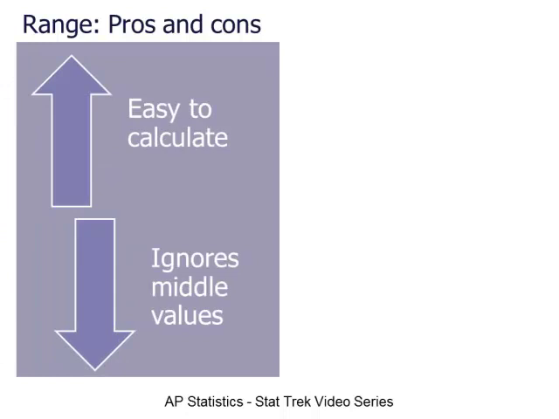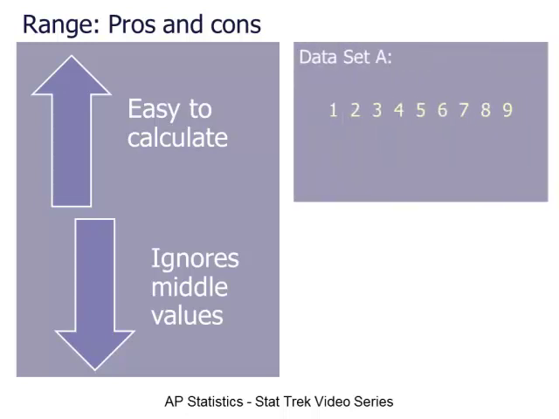As a measure of variability, the range has advantages and disadvantages. The main advantage: it is easy to calculate. The main disadvantage: it relies on only two values, the largest value and the smallest value in the dataset. The range ignores variability in all of the middle values. For example, look at dataset A. The range of dataset A is equal to the largest number in the dataset minus the smallest number in the dataset, or 9 minus 1, which equals 8.